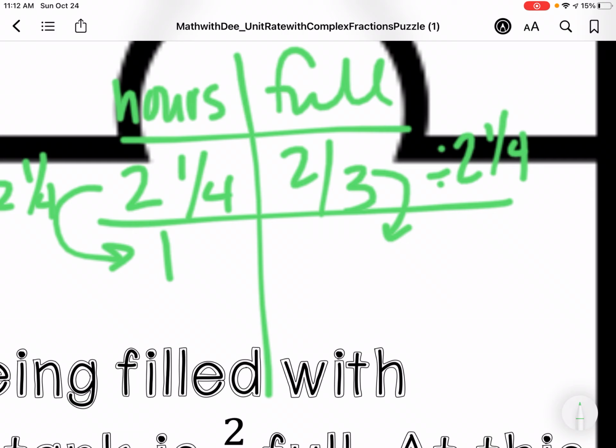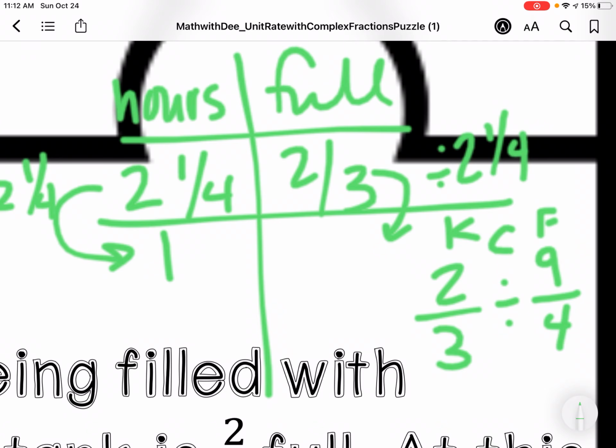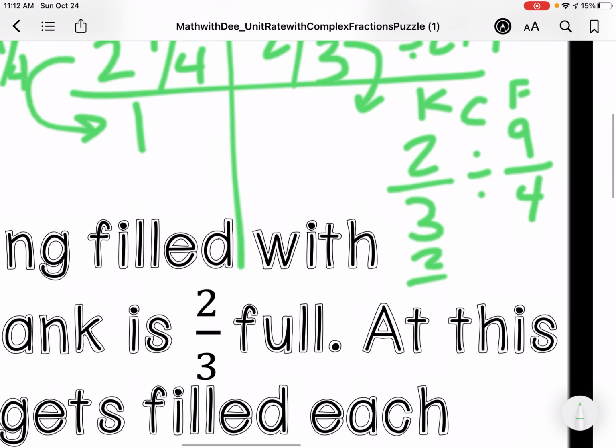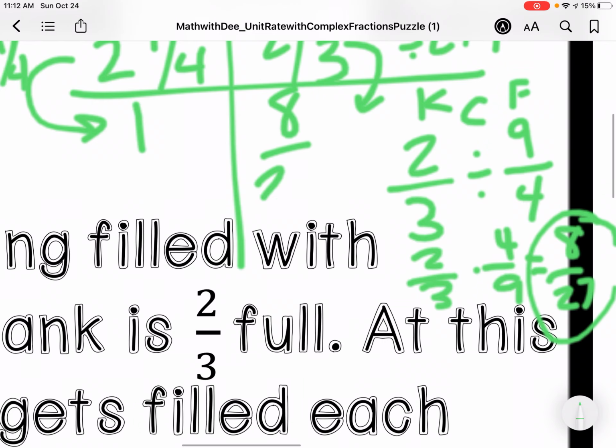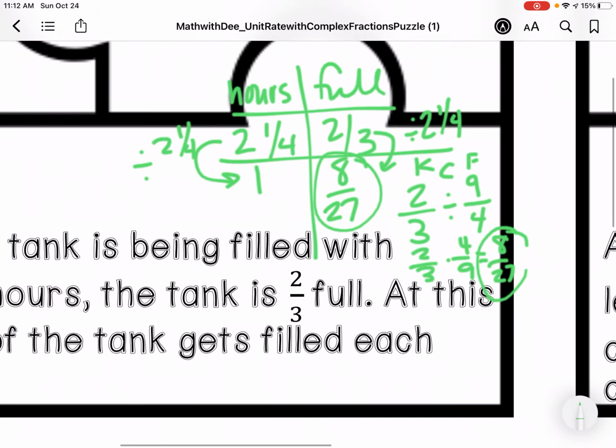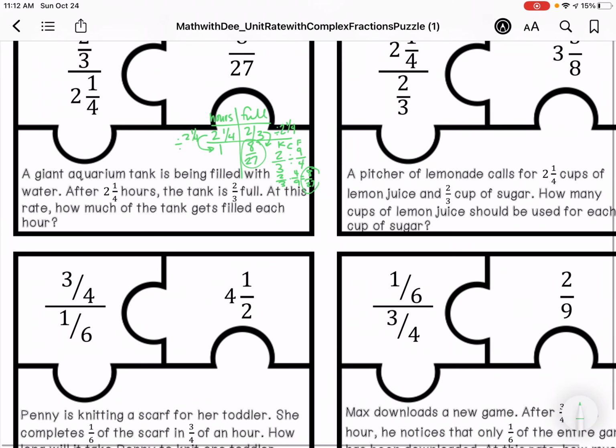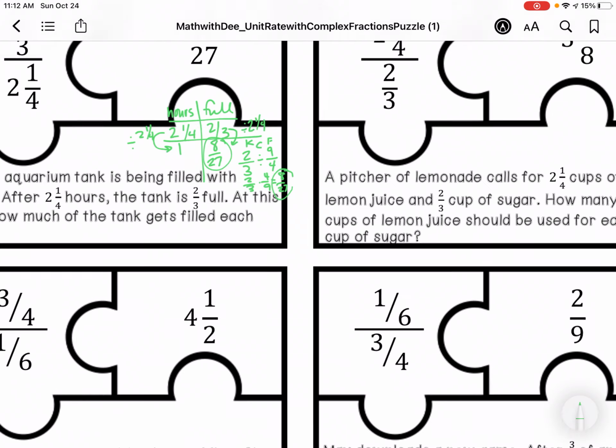So 2/3 divided by 2 times 4 is 8, plus 1 is 9, over 4. So I'm going to keep, change, flip. So I've got 2 over 3 times 4 over 9, which gets me 8 over 27. So it's 8 over 27 full after 1 hour. So there are 27 parts, and it's 8 of those parts full. So like 1/3 of the way full-ish, a little less than 1/3.